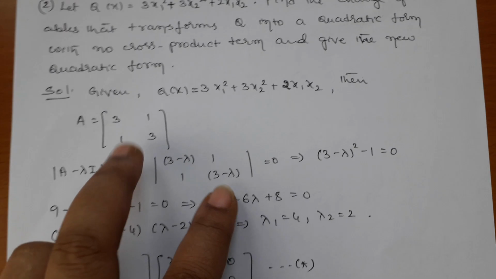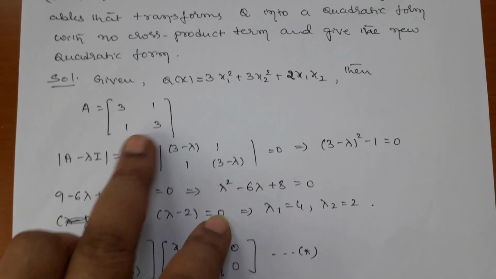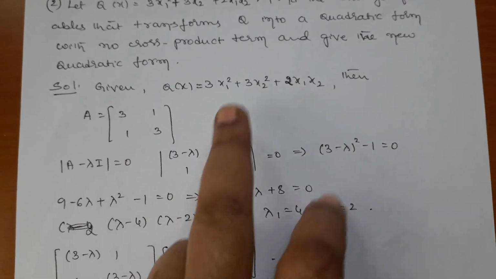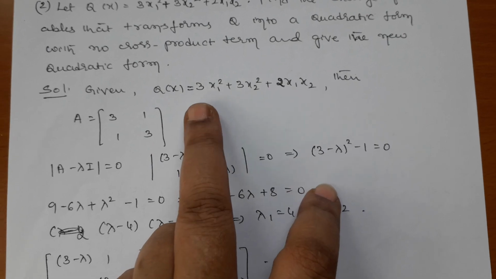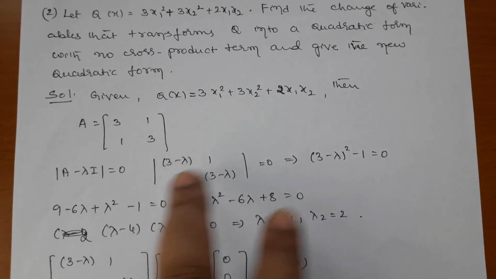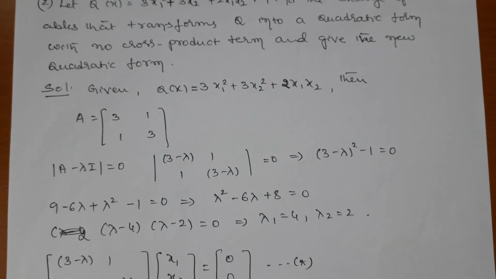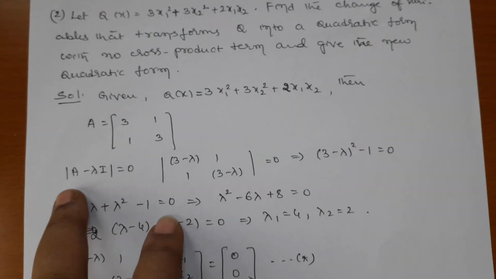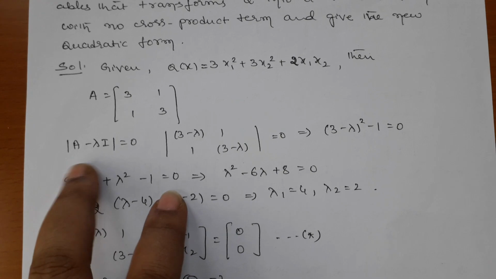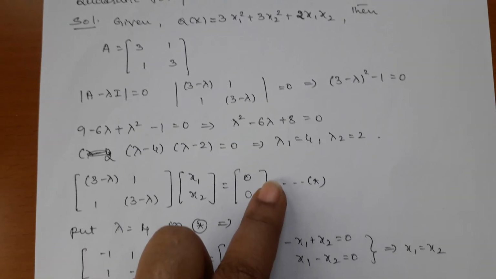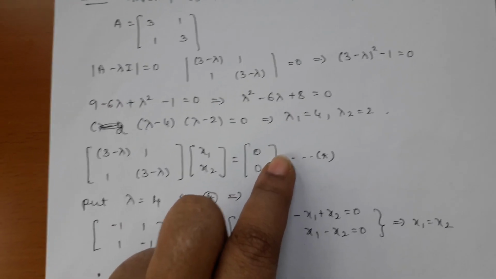First you take the quadratic form and write it in the form of a matrix. What are the coefficients of x1 square and x2 square? 3 and 3. That comes in the principal diagonal. You divide the cross product coefficient by 2, and we get 1, 1. Substitute. Find the characteristic equation and find the roots. We get the eigenvalues 4 and 2.